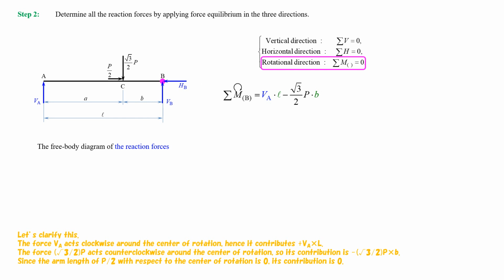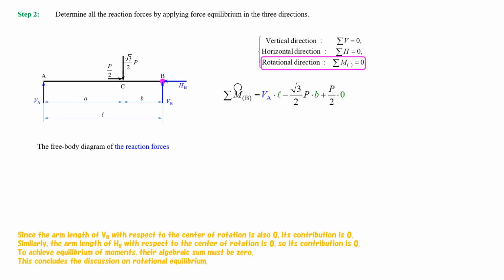Since the arm length of 1/2 of P with respect to the center of rotation is 0, its contribution is 0. Since the arm length of VB with respect to the center of rotation is also 0, its contribution is 0. Similarly, the arm length of HB with respect to the center of rotation is 0, so its contribution is 0. To achieve equilibrium of moments, their algebraic sum must be 0. This concludes the discussion on rotational equilibrium.